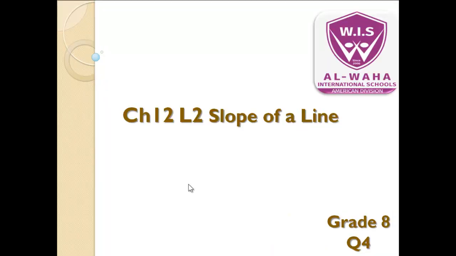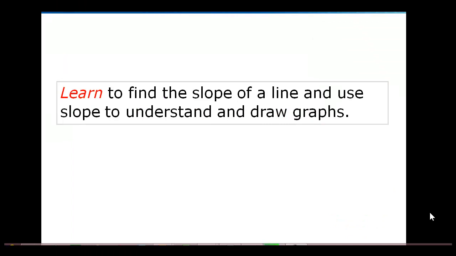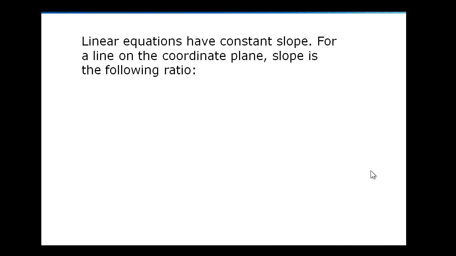In this video, we will talk about Chapter 12, Lesson 2, Slope of a Line. Our objective today is to find the slope of a line and use slope to understand and draw graphs. Let's start. Lines have constant slope, okay?